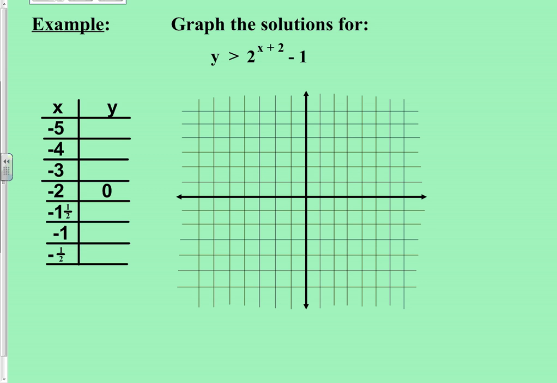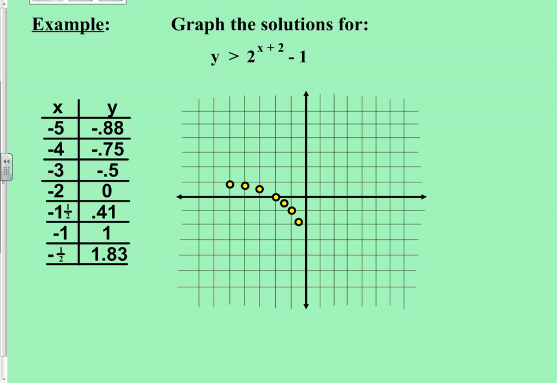Take -5, plug it in for x, and find out how big y is. Then do the same for -4, and then the same for -3, and so on. In the end, we arrive at these decimal points, so we end up with 7 ordered pairs here. Those ordered pairs will turn into points in our graph, and then our points in our graph will turn into the curve to go along with our exponential equation, exponential function.